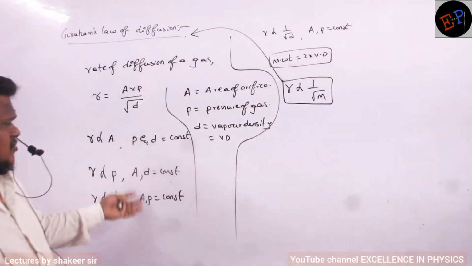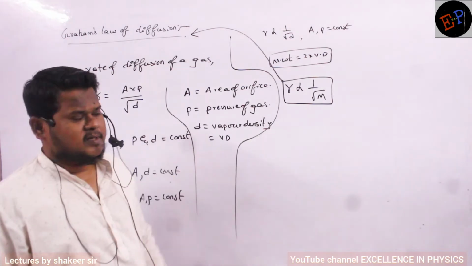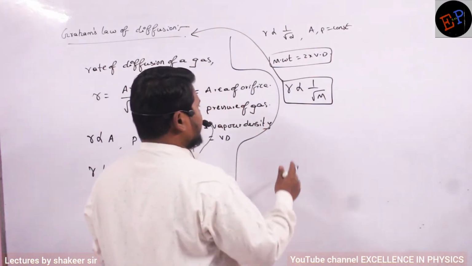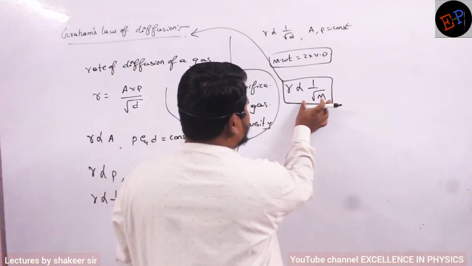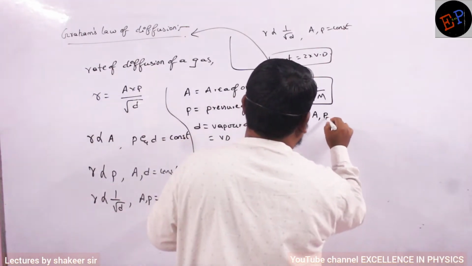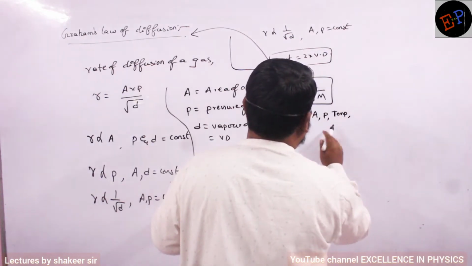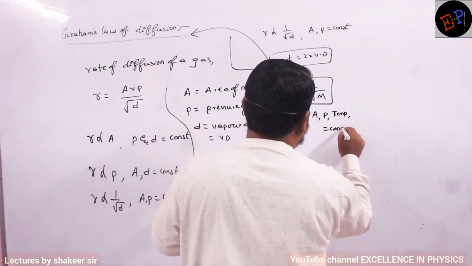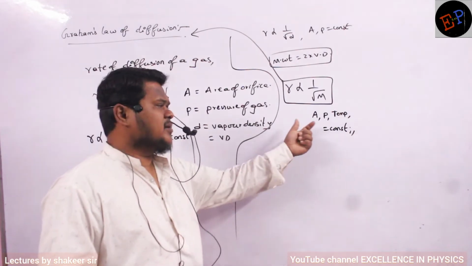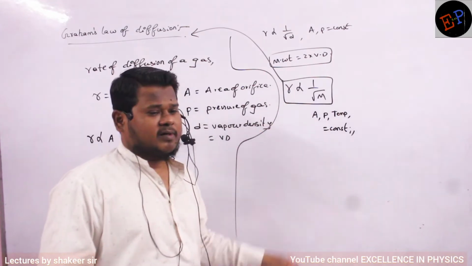So all these are gas laws only, and this is a very important derivation which we have done. Are you able to understand? Similarly, we can write, see, and here this is proportional to root M, in which conditions? Conditions are A, P, T. T means the temperature. They should be constant. Area of the orifice, pressure and temperature. Pressure and temperature are interdependent. So if area, pressure and temperature are constant, then I can write this relation.